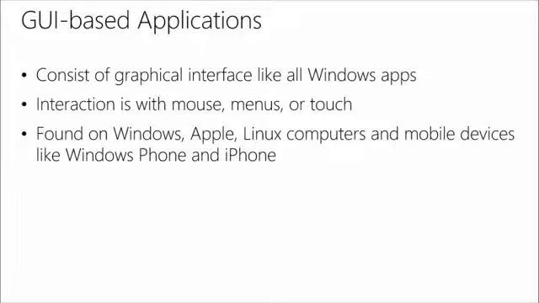You interact with these through the use of menus, by using the mouse, keyboard shortcuts on the keyboard, or, because of the introduction of Windows 8, and of course even talking about our tablets and our phones, through a touch interface. So they're graphic elements. There's icons, there's squares, there's something on the application you're interacting with. And again, they're found on Windows computers, Apple computers, Linux computers, mobile devices like Windows phones and iPhones. Those are all good examples of GUI-based applications. And even in industrial applications, like your bank ATM may have a GUI where you're touching on the screen and there's user elements there that you're interacting with.